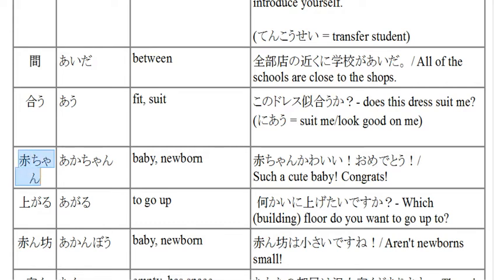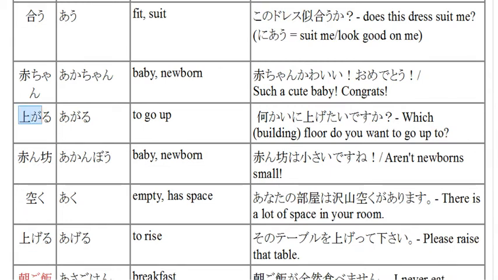Now we've got akachan. Akachan is a baby or newborn. So, akachan, kawaii, omedetou, such a cute baby, congratulations. So, akachan, and kawaii, for cute. So, akachan, kawaii, such a cute baby. And omedetou, for congrats. Obviously, informal, because it's nice and short. Omedetou gozaimasu would be the very formal congratulations. But just, such a cute baby, congrats. Just a very informal way of saying cute baby that they have.